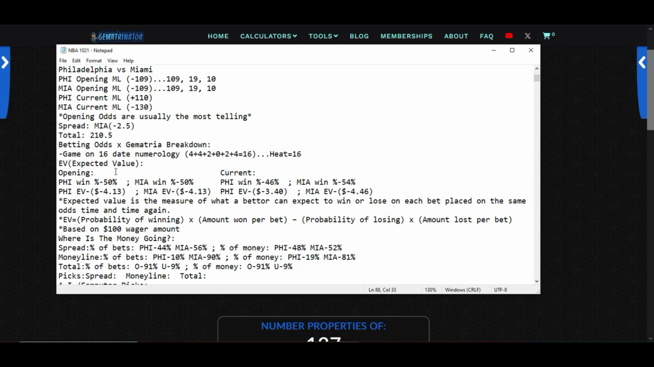Now, win percentage. Obviously, 50-50. It started at minus 109, minus 109. And now it is at 46% for the plus 110 for the 76ers, and minus 130 gets you 54% win percentage for the Heat currently.